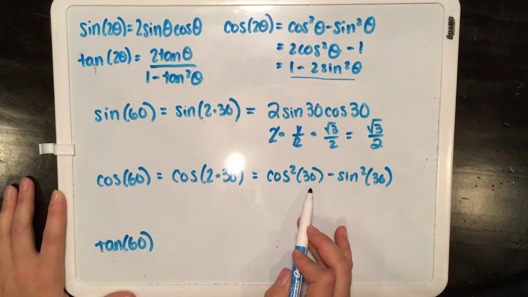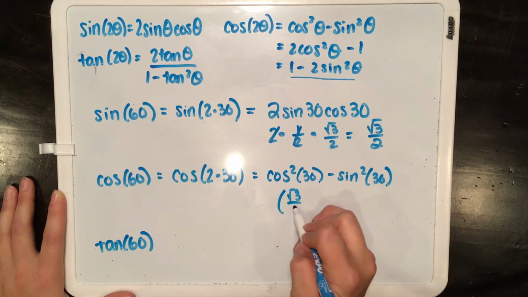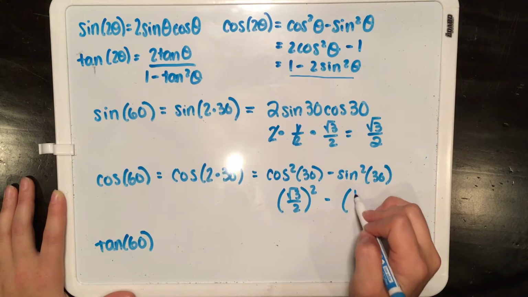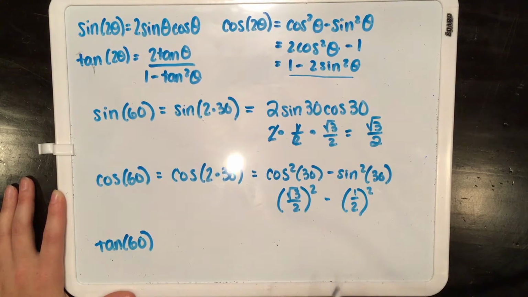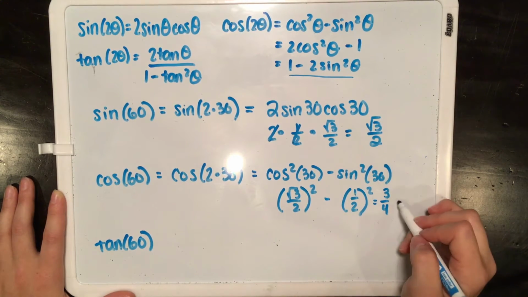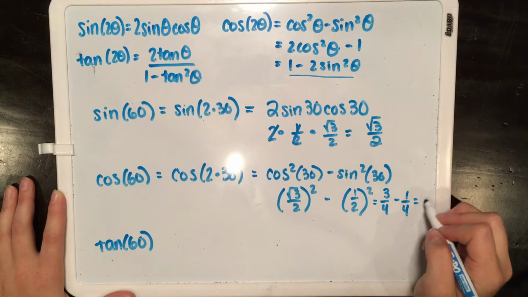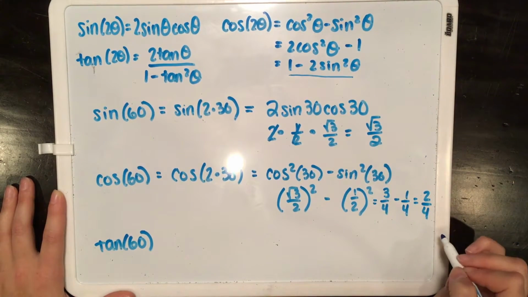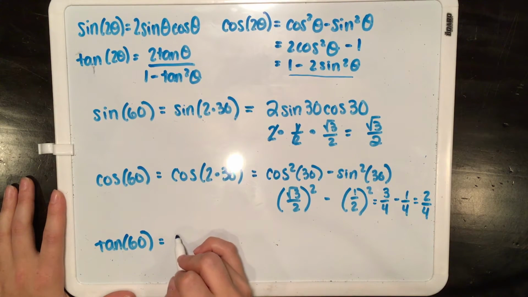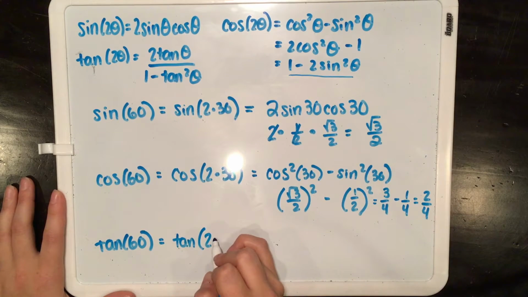Cosine of 30 is square root of 3 over 2, and we're going to square that. Sine of 30 is 1/2, and we're going to square that. If we square this quantity, square the top, square the bottom, we get 3/4 for this one minus 1/4, and we're left with 2/4, which equals 1/2, and that is in fact the cosine of 60. So we verified the double angle formula for cosine. And now we're going to verify the double angle formula for tangent with the same theta, tan of 2 times 30.